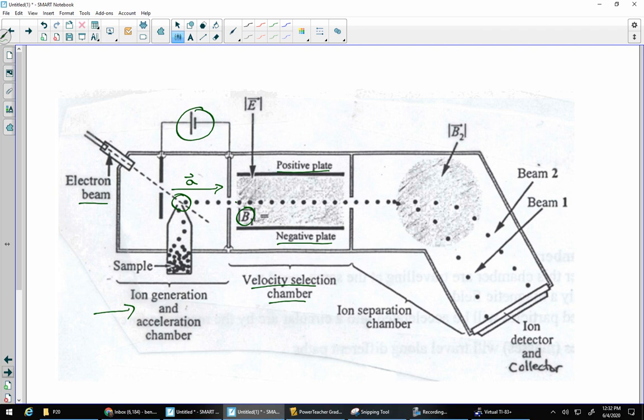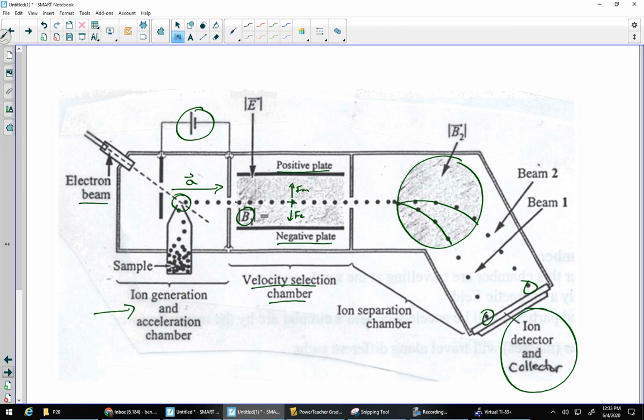Let me just think about this for a second. Those are going to be positive ions, so I think the electric force is going to be downwards. That means the magnetic force has to be upwards, and we've dealt with that idea of balanced forces before. Then they're going to enter a secondary magnetic field, and they're going to go into circular motion, curving at different rates. And then finally, we've got an ion detector and collector, where it's going to collect the relative amounts of those two different samples.